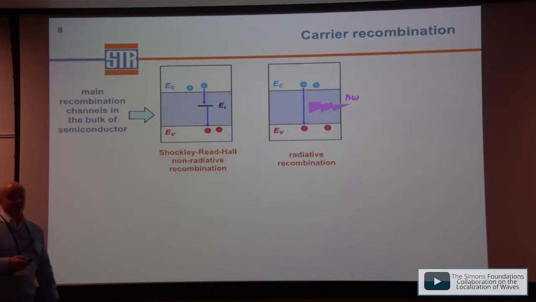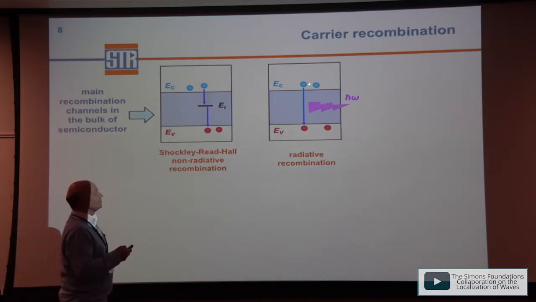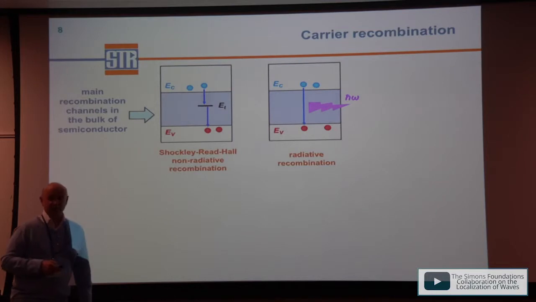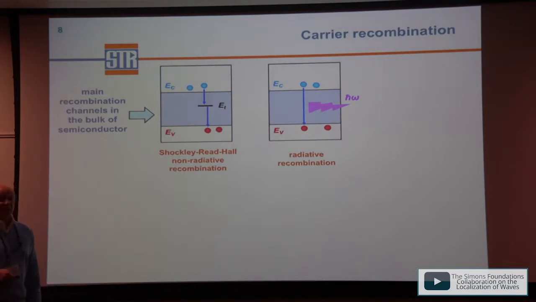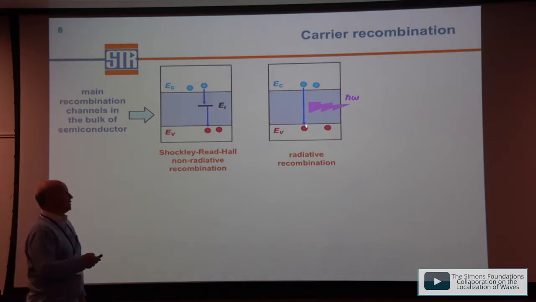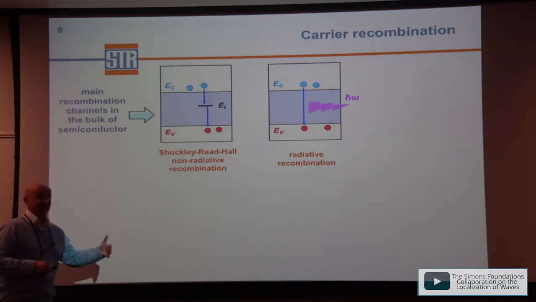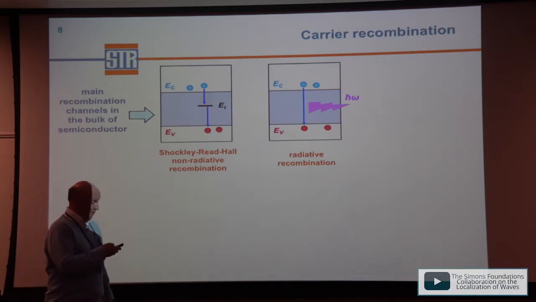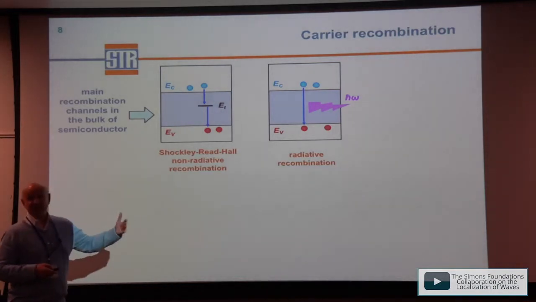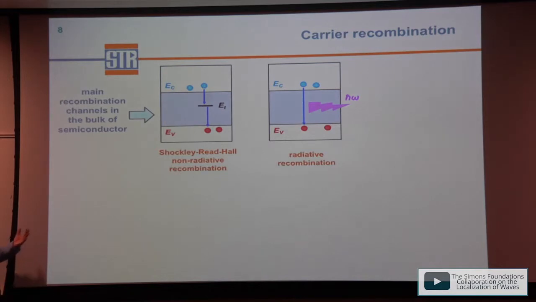Another channel, also discussed by Claude, is radiative recombination. In this case, the electron is directly transferred to the valence band, producing light. Because this transition involves energy transfer, and energy is transferred to the photons, and photons are emitted. That is a very helpful process for light-emitting devices.